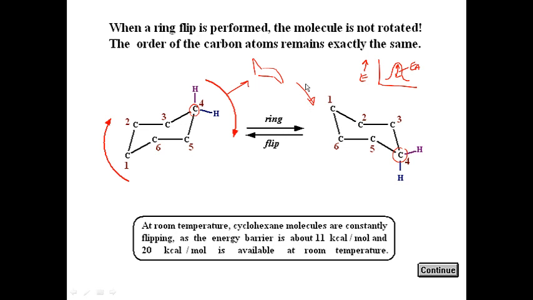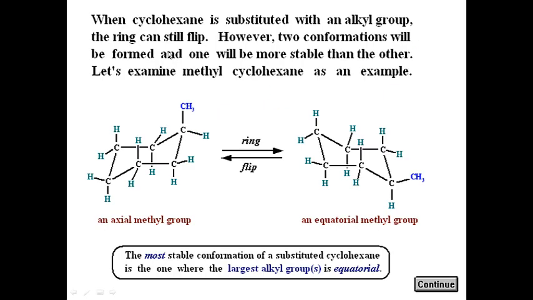And as long as these groups don't become too large, then they'll still ring flip at room temperature. Okay. So that was just cyclohexane. Cyclohexane is pretty boring. Let's add an alkyl group to cyclohexane. So let's say we add a methyl group. Well, that methyl group of 1-methylcyclohexane could either go in the axial position or it could go in the equatorial position. And how would I interconvert these? Through the ring flip.